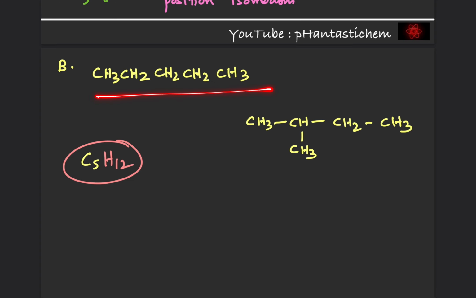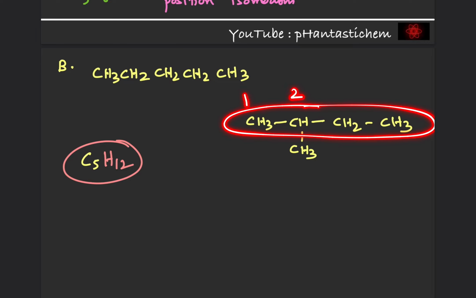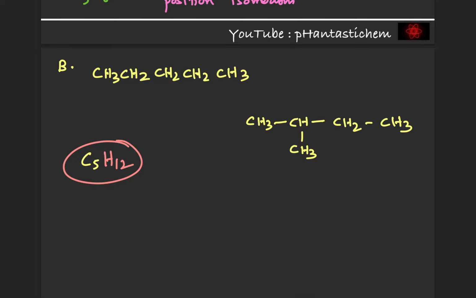Both of them are alkanes, and it is actually chain isomerism because they have a different arrangement of the carbon chain within the molecule. You can see here the main chain consists of 1, 2, 3, 4, 5 carbon atoms, and there are no side chains. But in this, the main chain consists of 1, 2, 3, 4 carbon atoms and one methyl side chain. So they show chain isomerism.